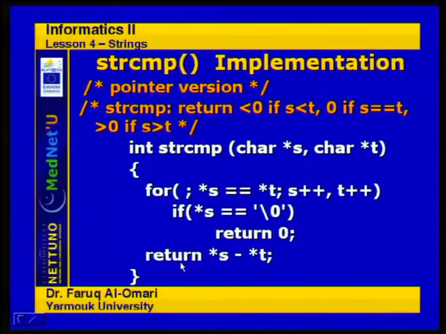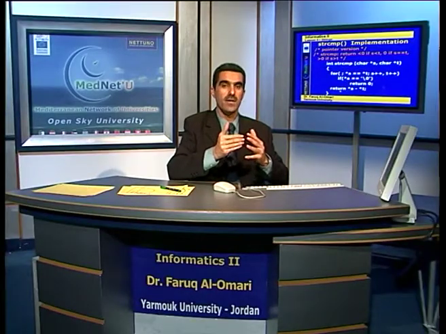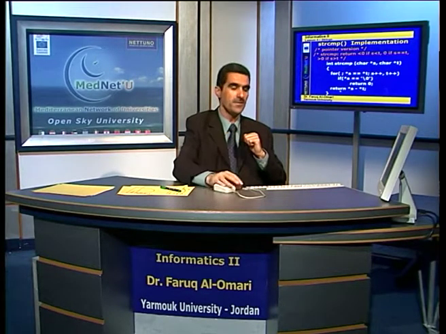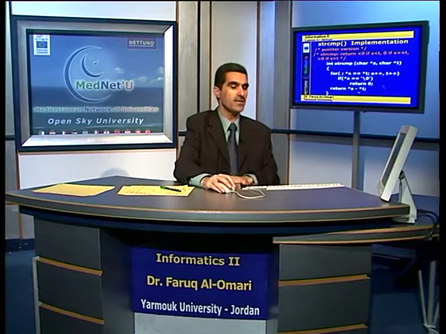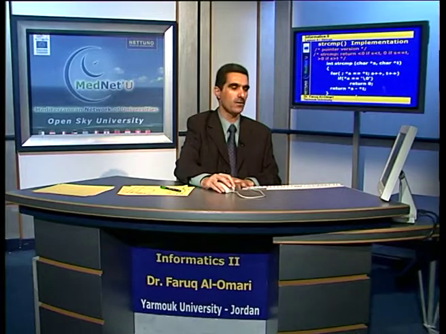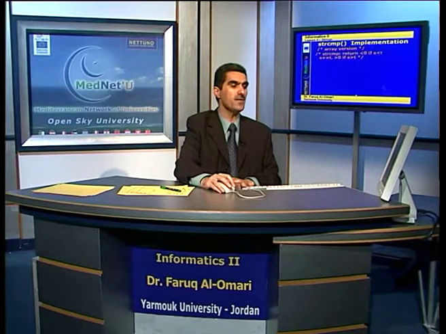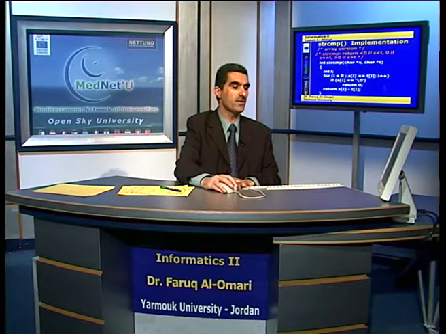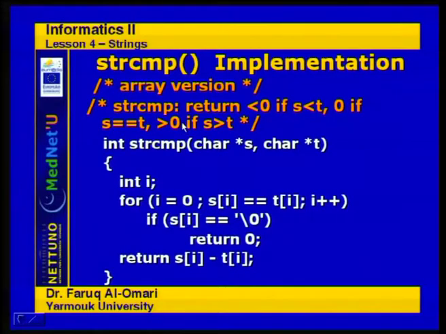Otherwise, there is a difference now, and I terminated the loop. Then what I'm going to do is just return the difference between the two strings. So if S is greater, then I will have some positive value here. If T is greater, then I'm going to have a negative value in here, and that's basically the return value I'm looking for. The same thing, but this time for the array version.